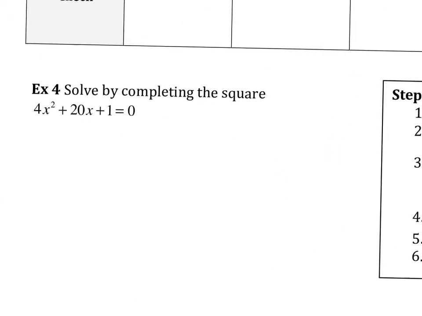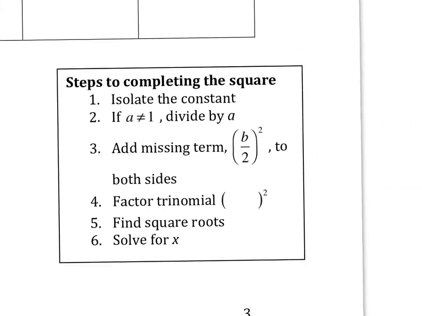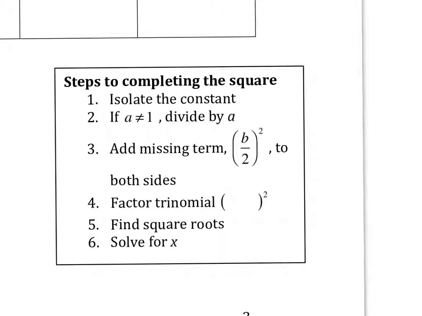We're going to solve this by completing the square. So let's refresh again. Number one, we're going to isolate the constant. We're going to divide by the a, in this case, since a is not 1. Then we're going to find the missing term and add it to both sides. We're going to factor the trinomial, take the square root, and solve for x. And of course, the last step can be mental, but we are going to do a check as well.